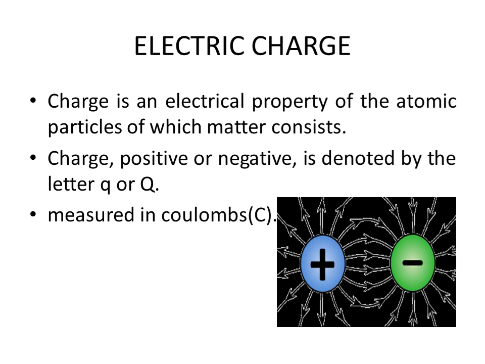The presence of equal numbers of protons and electrons leaves an atom neutrally charged. So each and every atom comprises electrons, protons, and neutrons, and each electron and proton has some charge value, a magnitude. That is the main property of each atomic particle. Charge, positive or negative, is denoted by the letter small q or capital Q, and it is measured in coulombs, which is denoted by the letter C. So that is about the electric charge.